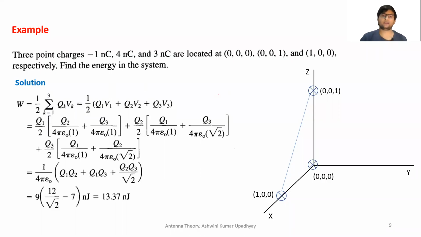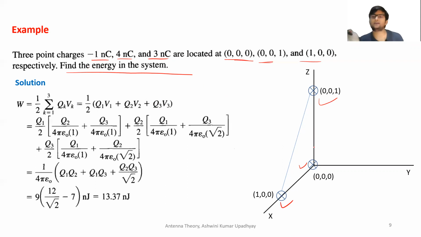Now let us quickly do an example and close this lecture. There are 3 point charges located at these points, and we have to find the energy, which is basically the potential energy in the form of electric fields in this system of charges. If you put these points on the x, y, z axes, they will come here, here, and here. So you see that all the points are in the x-z plane, right?